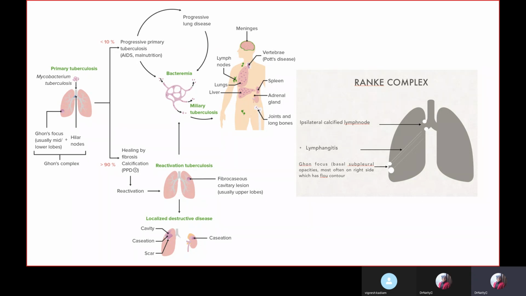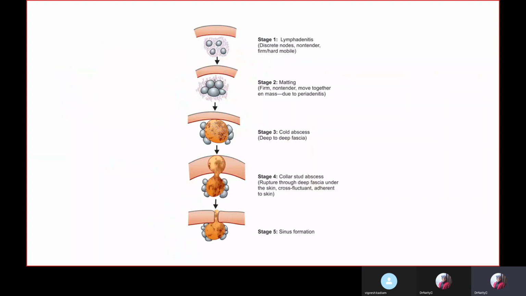Now, after the patient goes into the secondary stage, if the infection involves the lung, it usually involves the upper lobes. If it involves other organs, you have miliary tuberculosis, and if it is the spine, you have Pott's disease.